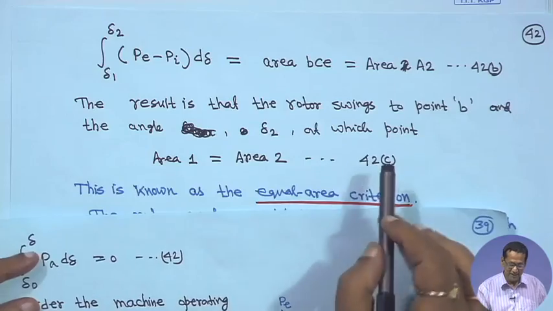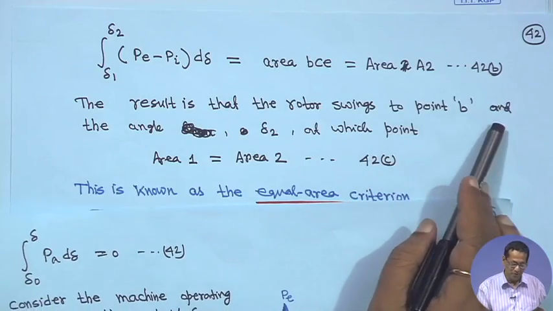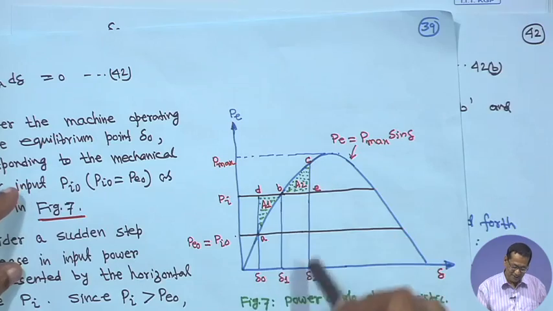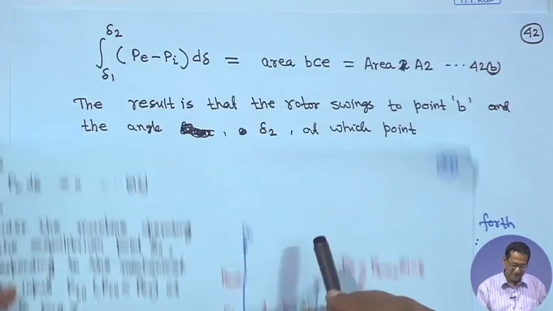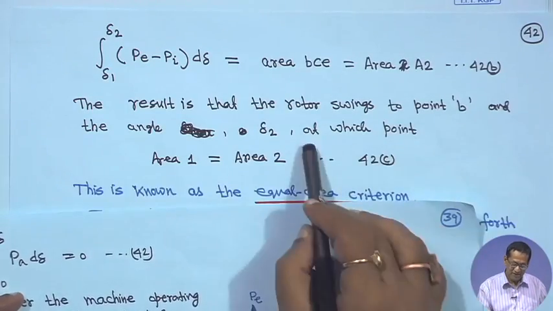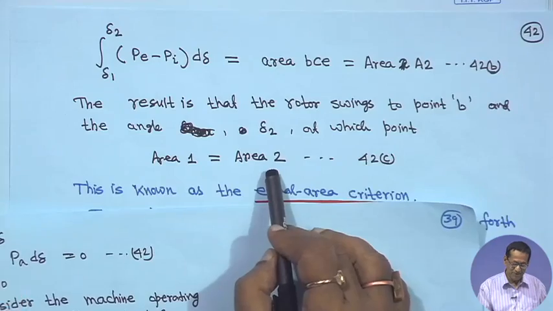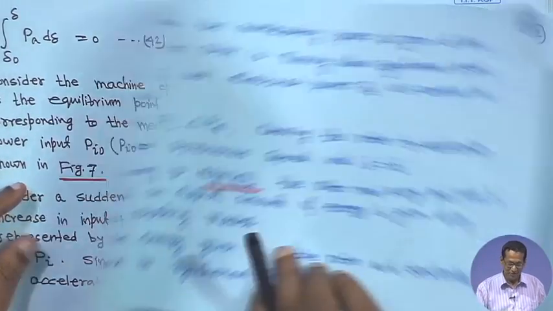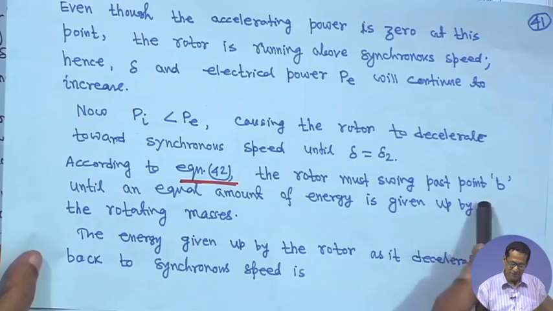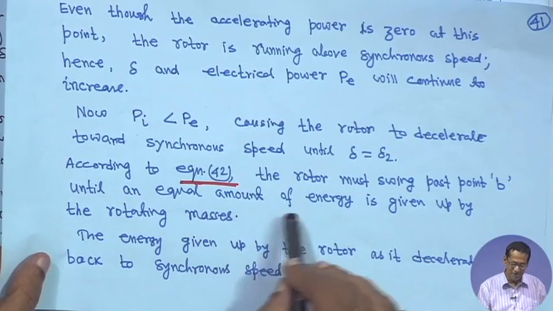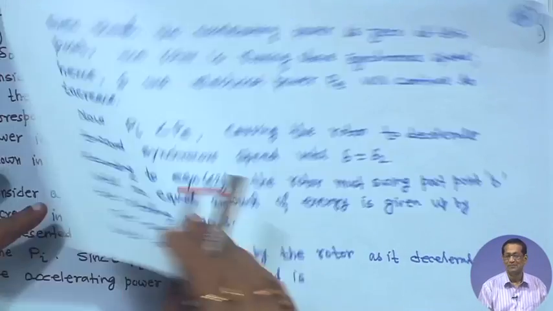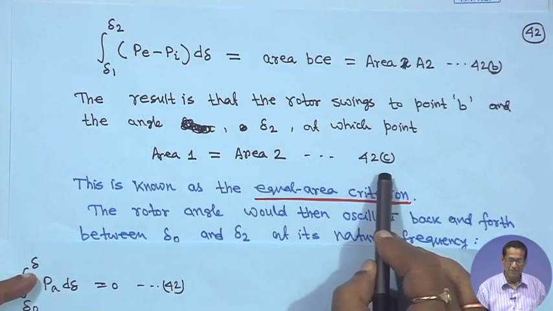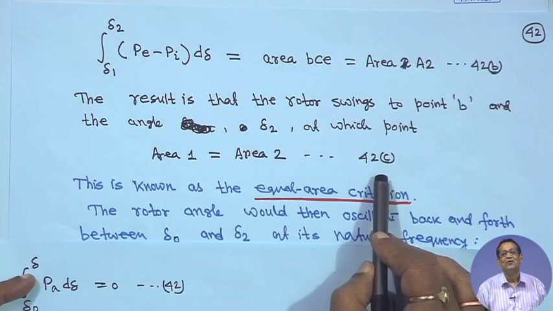Now, the result is that the rotor swings to point B and angle delta 2, that means the rotor will swing till delta 2, and area 1 must be equal to area 2, because I said the rotor must swing past point B until an equal amount of energy is given up by the rotating masses. So in that case area 1 is equal to area 2. This equation I am giving as 42c.